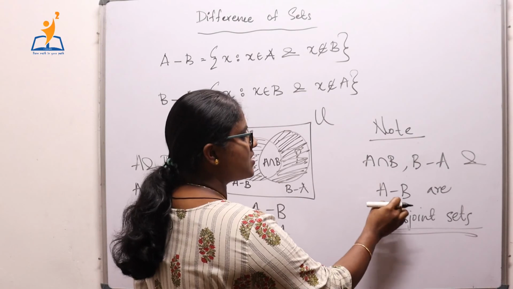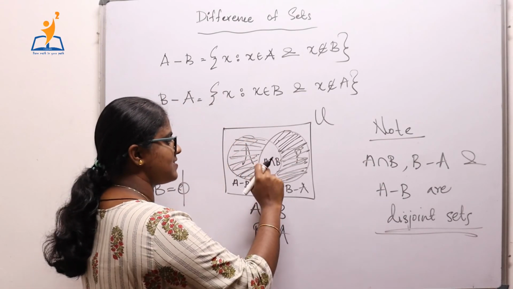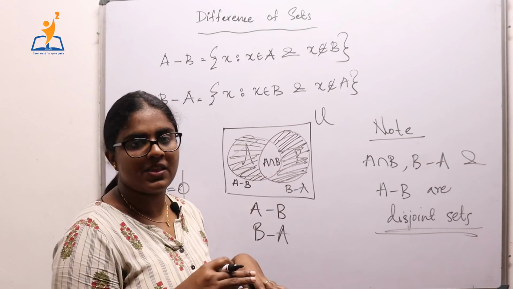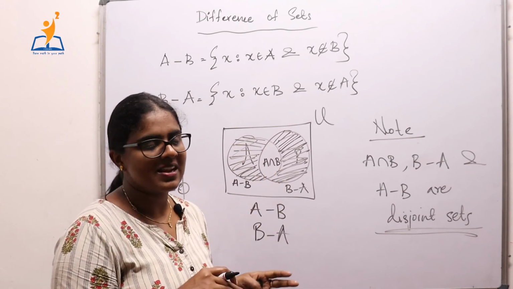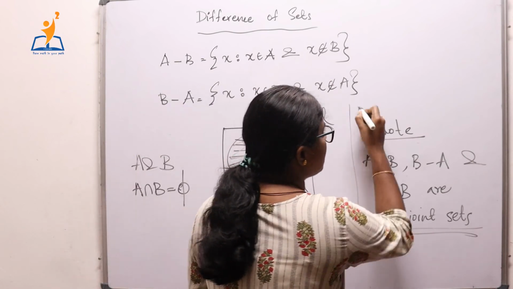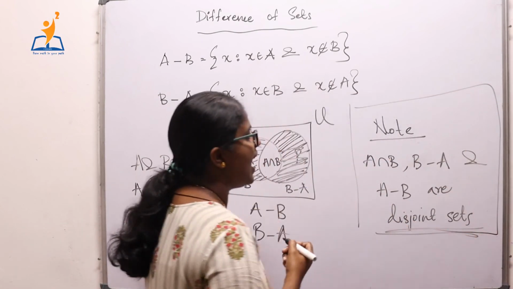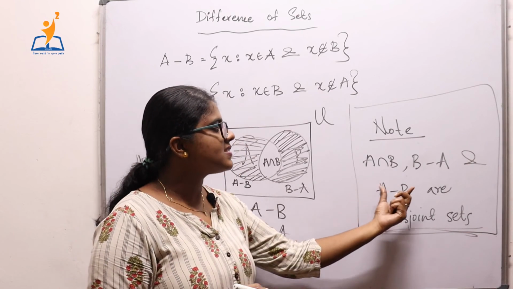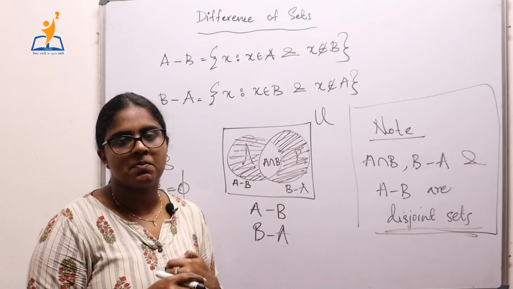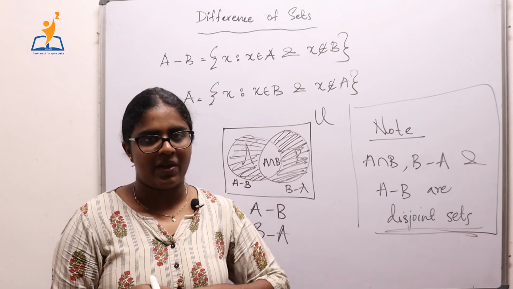What about A intersection B and A minus B? This is A intersection B, this is A minus B. There is no element common to both of them. So therefore their intersection is an empty set. Therefore they are also disjoint sets. So keep in mind what a disjoint set is, and also keep in mind that A intersection B, B minus A and A minus B are disjoint sets, and we represented it using Venn diagrams.